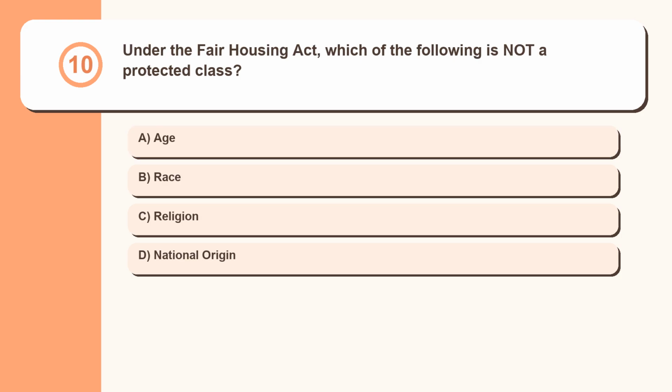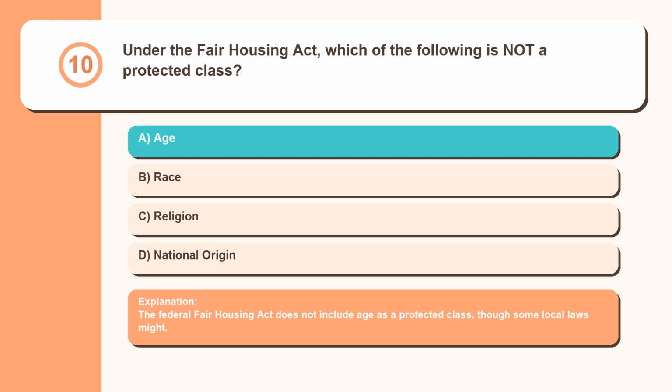Question 10. Under the Fair Housing Act, which of the following is not a protected class? Age, race, religion, national origin. The Federal Fair Housing Act does not include age as a protected class, though some local laws might.